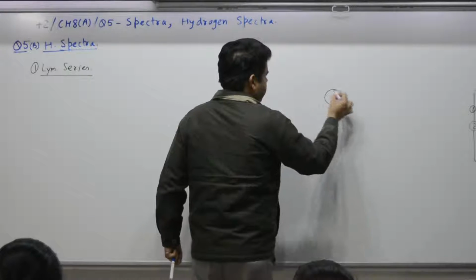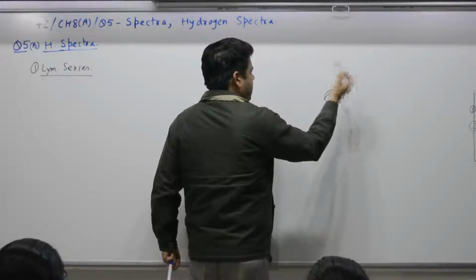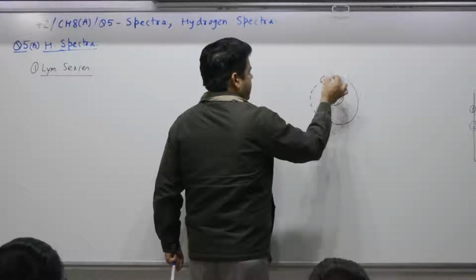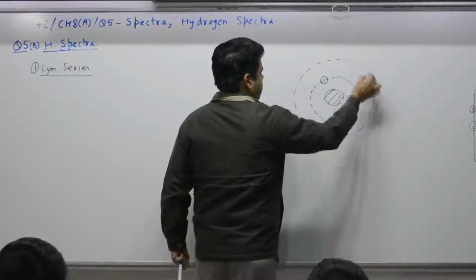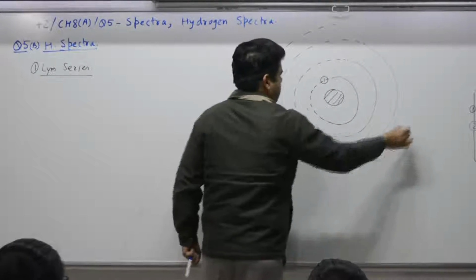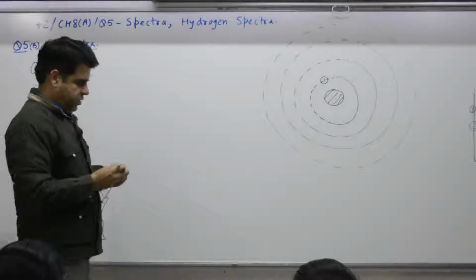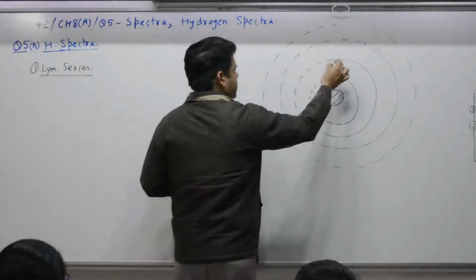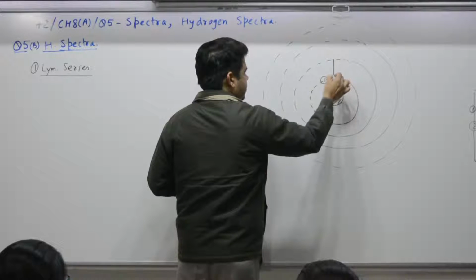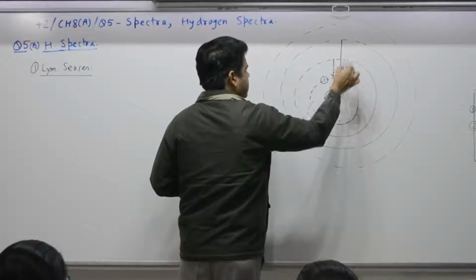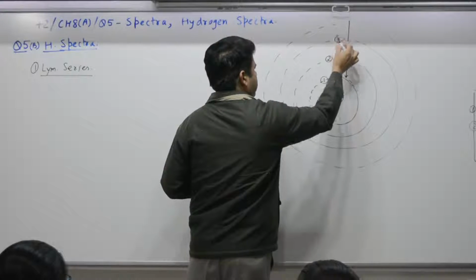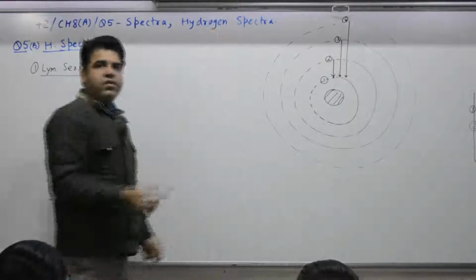This explanation was given after Bohr in 1913. Atom: first orbit, second orbit, third orbit, fourth orbit, and up to infinity. If the jump is to level 1, it can be second to first, third to first, or fourth to first, similarly up to infinity.